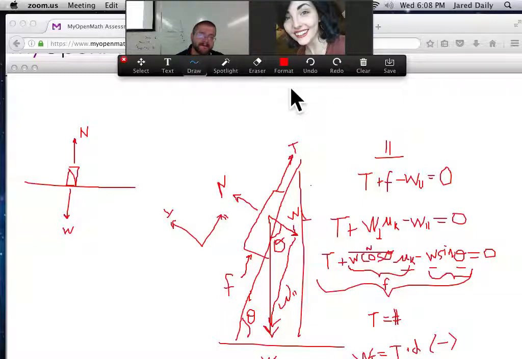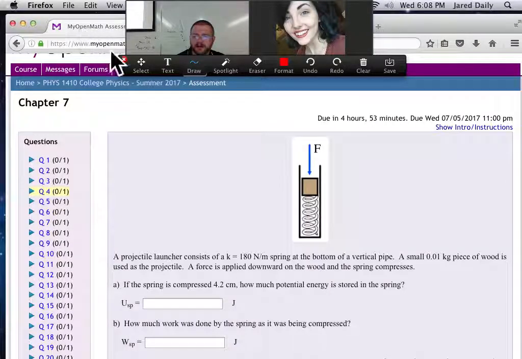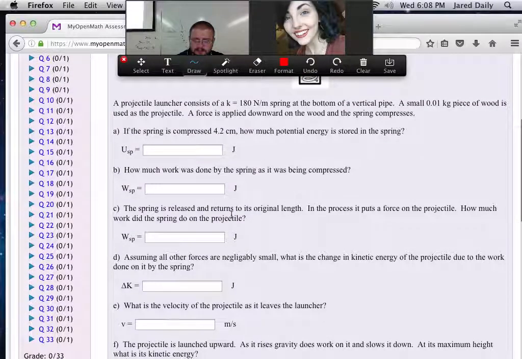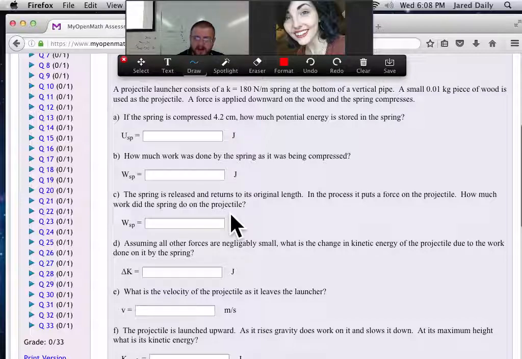And then it says in C, the spring is released and returns to its original length. And then in the process, it puts a force on it. I just don't understand, is the work going to be different when it's released? When the spring is released and returns to its original length, in the process it puts a force on the projectile. How much work did the spring do on the projectile?